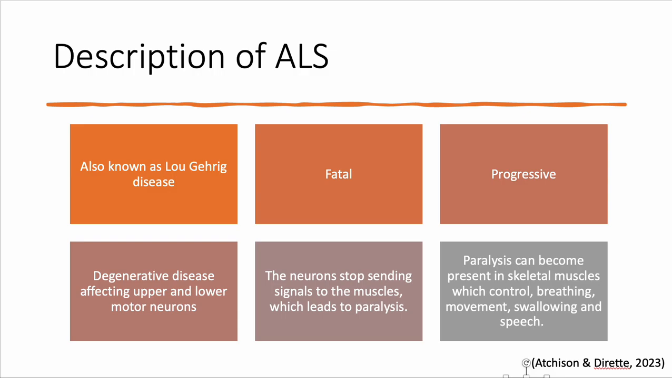The neurons stop sending signals to the muscles, which leads to paralysis, but the actual mechanisms of neurodegeneration remain a mystery. Paralysis can become present in skeletal muscles, which control breathing, movement, swallowing, and speech.